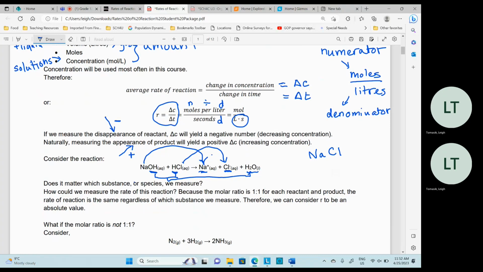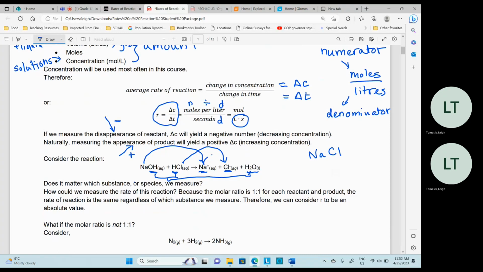So for this reaction, does it matter which substance or species that we measure? How could we measure the rate of this reaction? So it says, because the molar ratio is 1:1 for each reactant and product, the rate of reaction is the same regardless of which substance we measure.